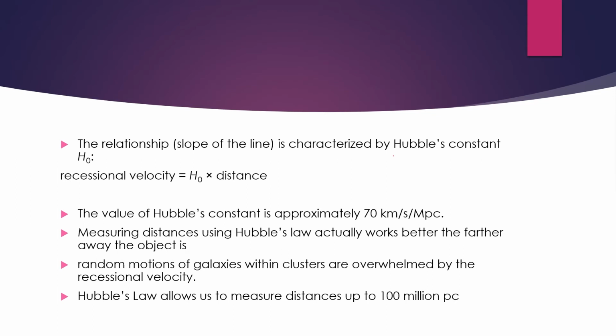So remember we said that it generally makes a line or flow. The slope of this line is Hubble's constant. The recessional velocity is equal to Hubble's constant times distance. The value of Hubble's constant is approximately 70 kilometers per second per megaparsec. Measuring distances using Hubble's law works better the farther away the object is, and the random motions of galaxies within clusters are in fact overwhelmed by the recessional velocity.